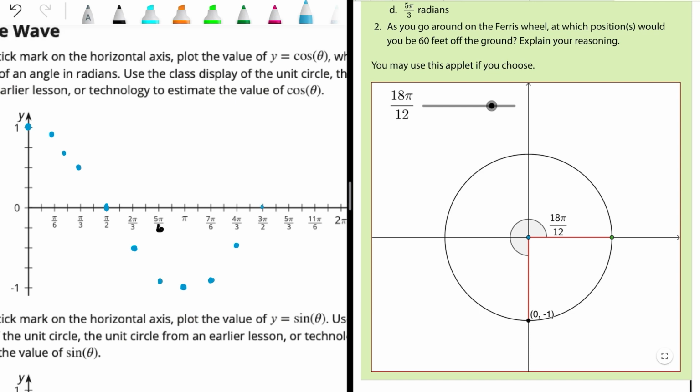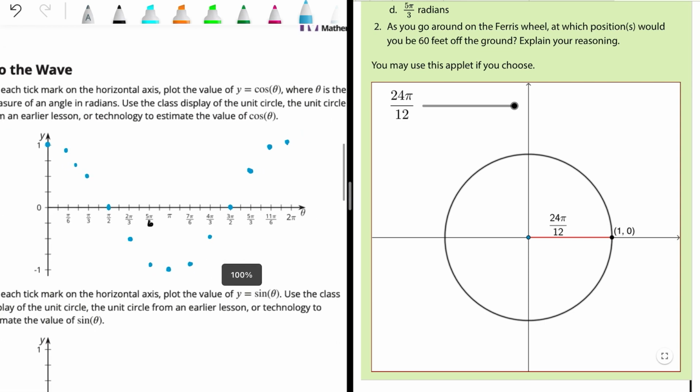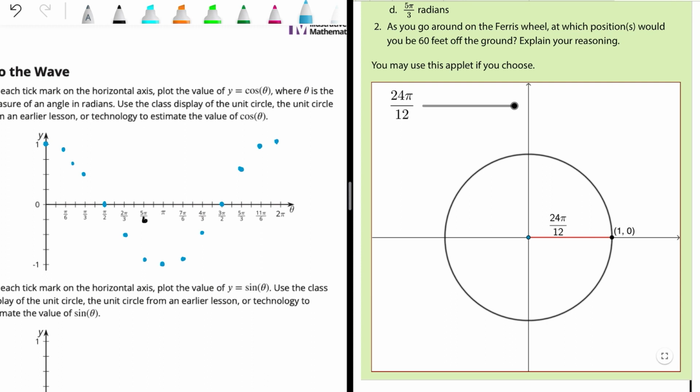And then 3 pi over 2, which is the same thing as 18 pi over 12, we're at 0. And then 5 pi over 3, which is the same thing as 20 pi over 12, we're back up to 0.5. And then 11 pi over 6, which is 22 pi over 12, we're at 0.87. And then at 2 pi, which is 24 pi over 12, we're back up to 1. All right, so our graph is going to look something like this.